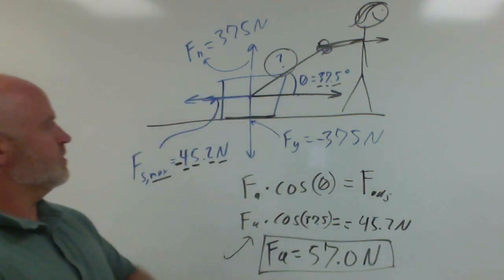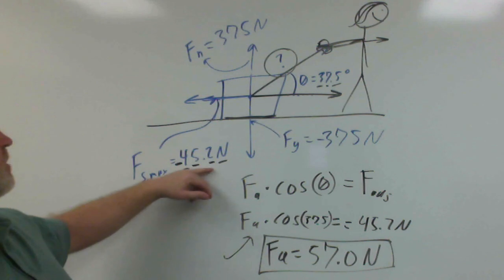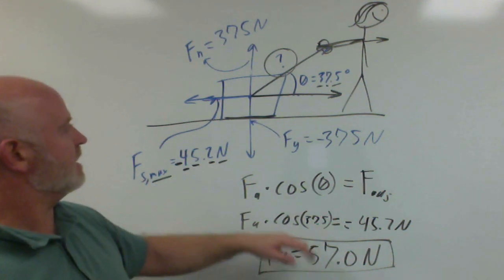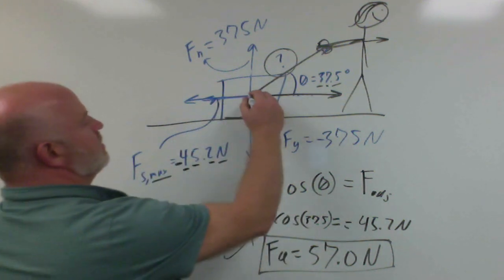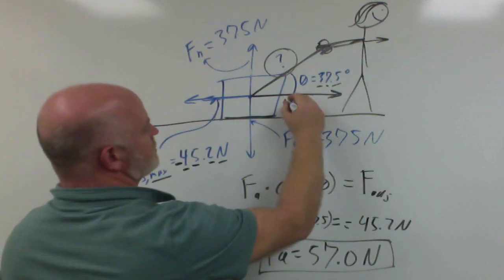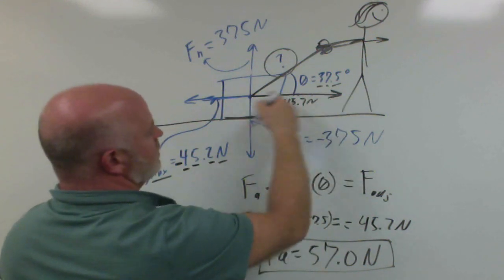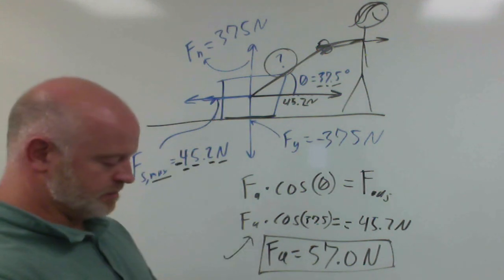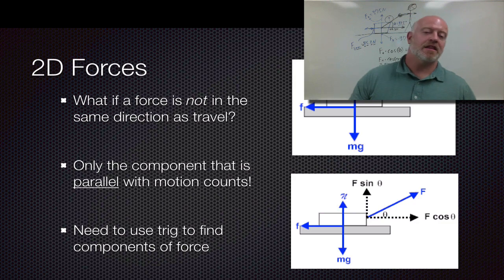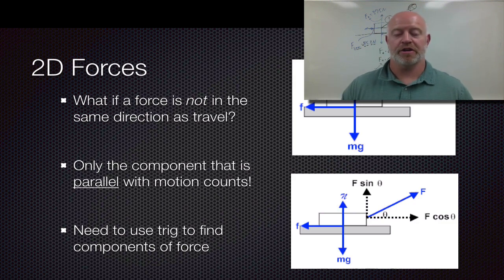Okay, so for me to be able to move this block that's getting held back by 45.2 newtons, I'm going to have to apply 57 newtons in this direction, so I get a net result in the horizontal direction of 45.2 newtons horizontally. So it's one more step. It's not like we have a lot going on here in terms of new information. It's just realizing that before we've always kept everything parallel, so now we need to deal with the fact that it's not always parallel.